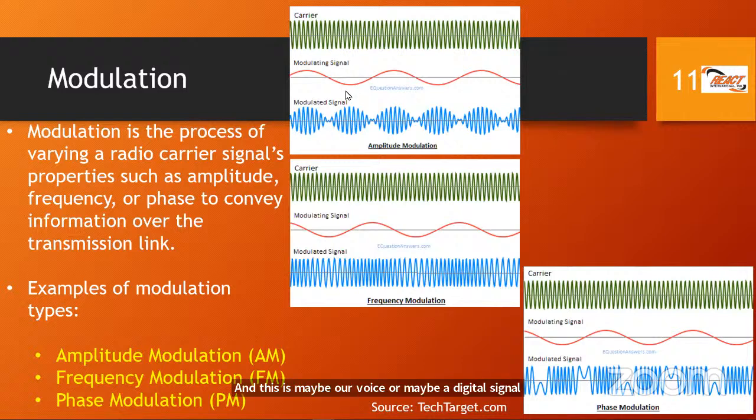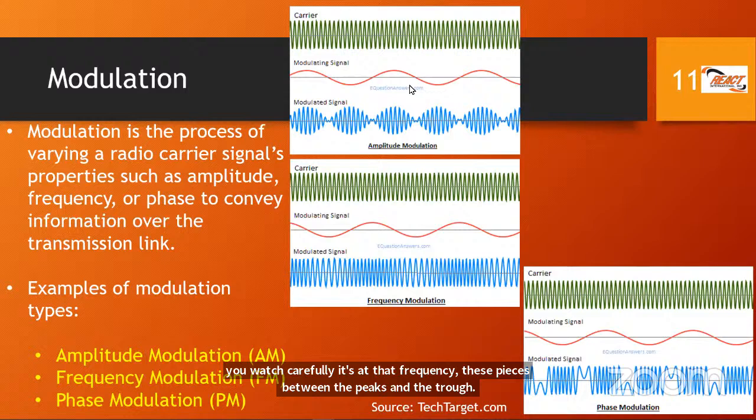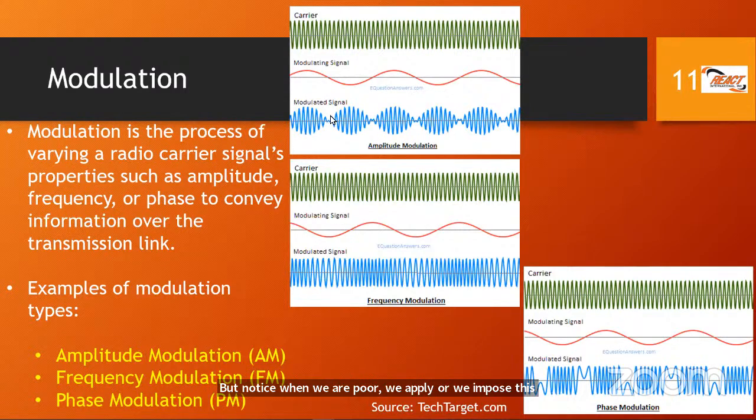So if you look carefully, you will see that it's certainly at the frequency of the carrier. If you watch carefully, it's at that frequency, the spaces between the peaks and the troughs. But notice when we apply or impose this modulating signal, it starts to take on the shape of the modulating signal while still maintaining the frequency.